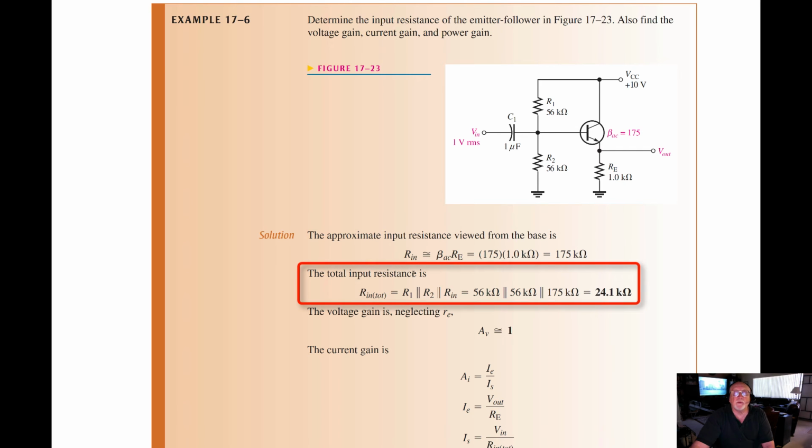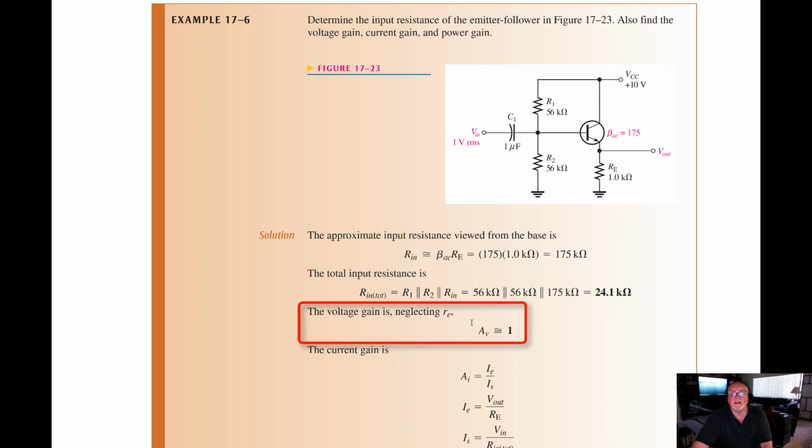The total input resistance then, again, like we saw before, is the parallel computation of R1, R2, and R in. Again, smaller than the smallest. Well, we have two of them here that are 56 k ohms, so that's just about half of 56 k ohms. The voltage gain then, neglecting the internal resistance of the transistor, is approximately equal to 1.